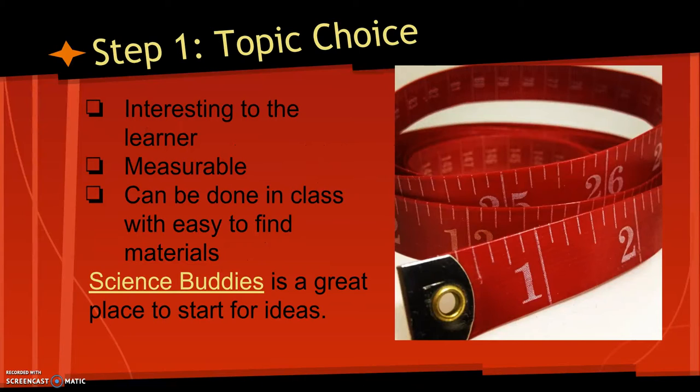The first thing that needs to happen is that you need to select your topic. It's very important that you're interested in what you want to experiment with. However, in order to meet the time constraints of this project, you have to choose something that can be done in class with easy to find materials, and it has to be measurable. Just like some of our experiments that we've done already.